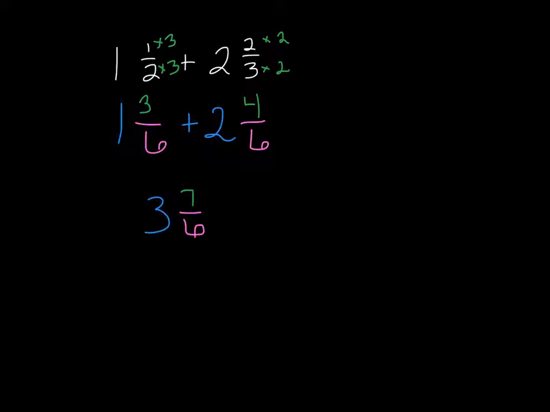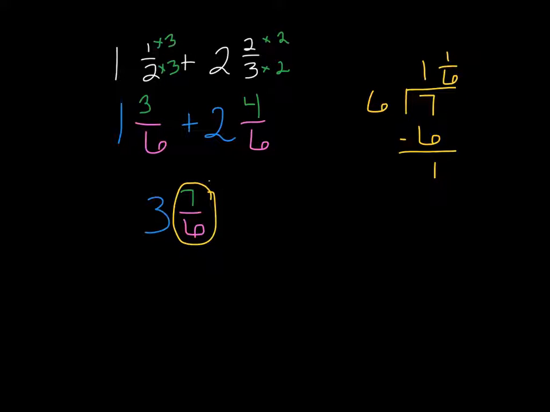So what we're going to do is take 7 over 6 and change it to a mixed number. So 6 goes into 7 one time. You have a remainder of 1. So 1 over 6. So we're going to take this away and replace it with 1 and 1 over 6, and add it to the 3 that we already have. So that gives us 4 and 1 over 6.